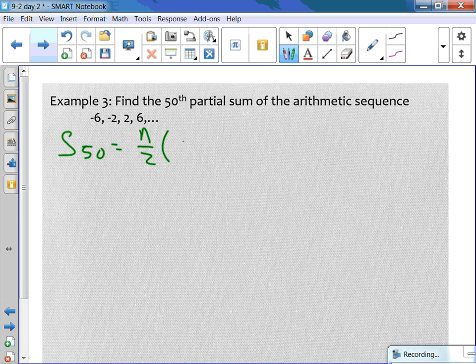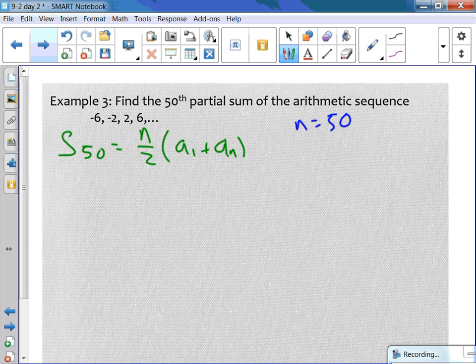Again, I'm still going to use the same formula, n over 2 times a1 plus a sub n. What is n? You found it? Absolutely. I'm looking for the 50th partial sum. I'm looking at adding up all of the terms on up to 50. That's what it means again, 50th partial sum.